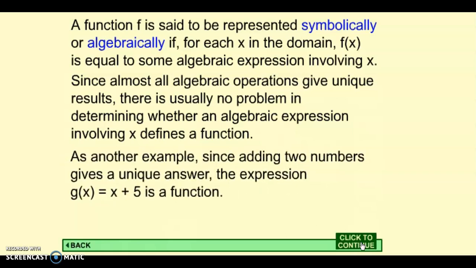Another example is, since adding two numbers gives a unique answer, the expression g of x equals x plus 5 is a function. These are examples of functions, and see, we are representing them algebraically. This is an algebraic expression and we are representing our function algebraically. As I've told you before, y equals f of x represents a function, and if you are using an algebraic expression instead of f of x, then you can say that it is an algebraic function.